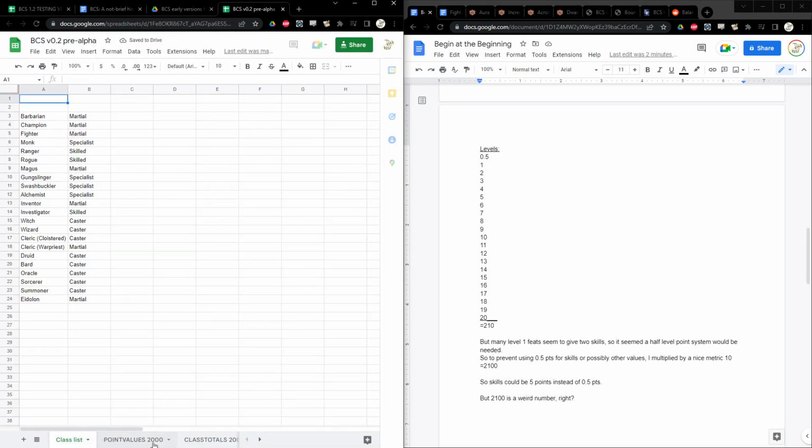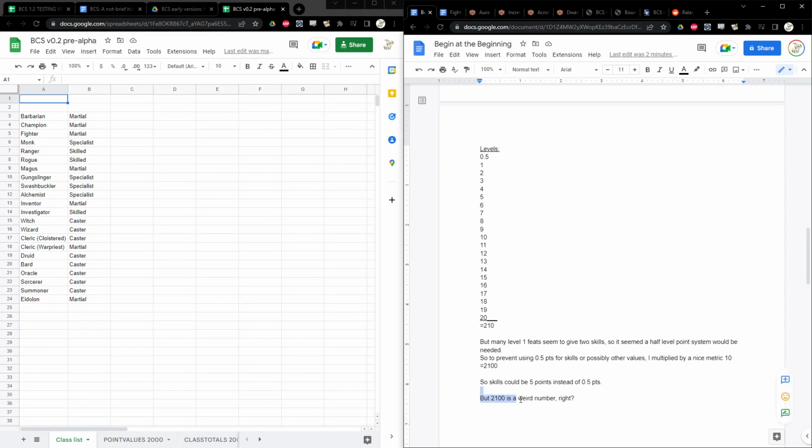Yeah, you can see point value is 2000. This is when I was trying to get it to add up to 2000. Because I had this 2100 number, but for whatever reason, I thought that couldn't be it. It must be 2000 maybe, or at least that's a place I was going to start.